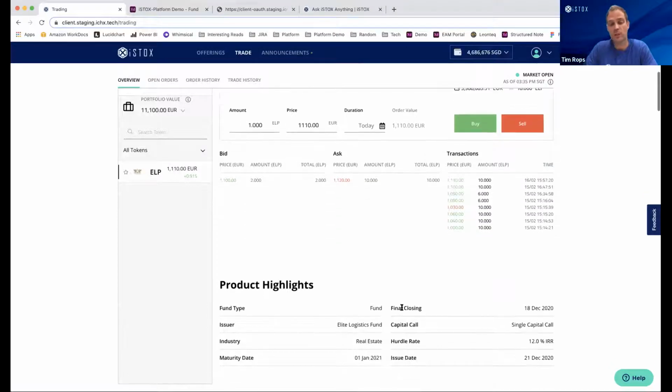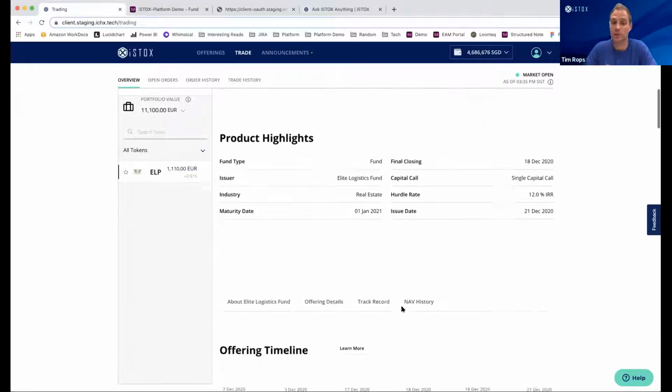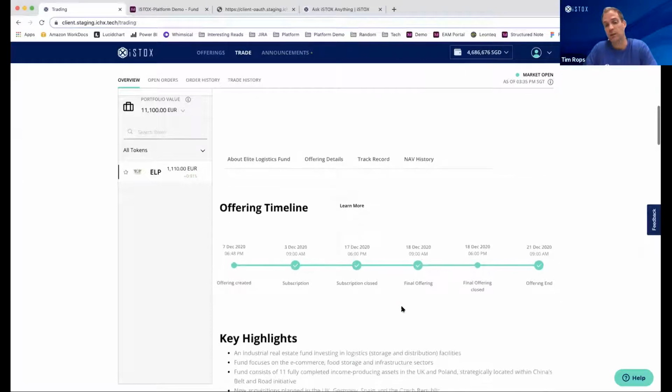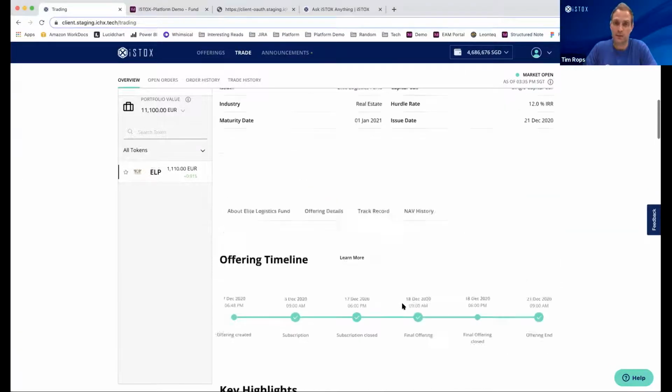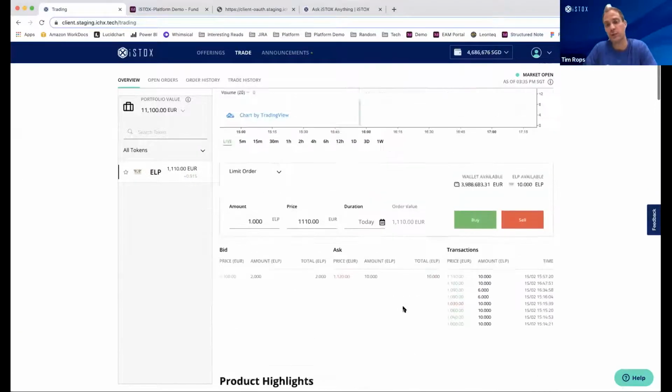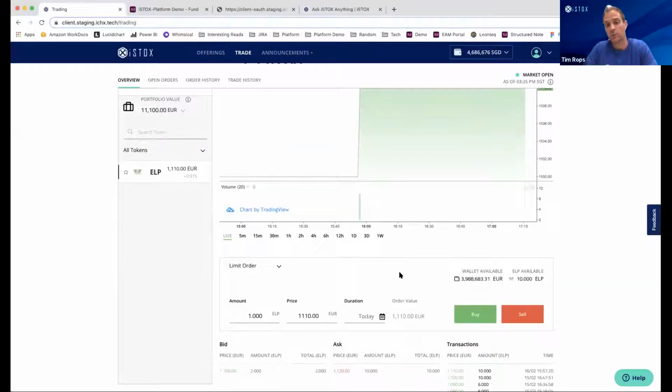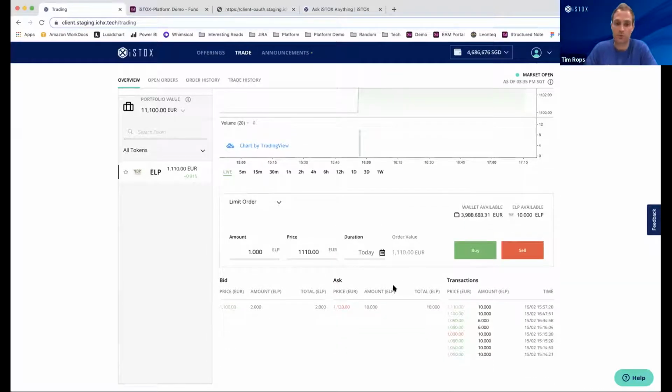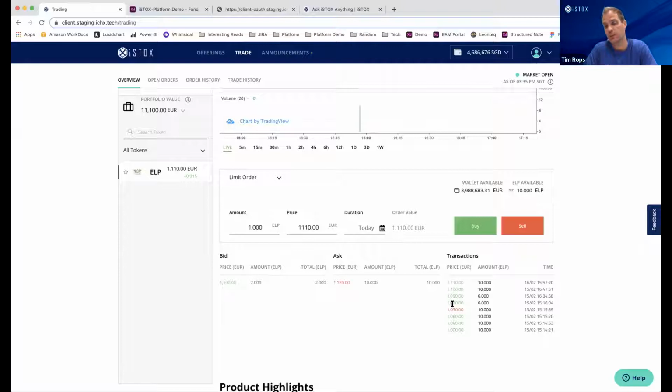So similarly here, as we had on the offerings page, there's product highlights, similarly the timeline and the fund highlights. But what we also see is, of course, the chart, but we also see the order book. So we can already analyze the order book. We can see what the prior transactions are. We can see the current order book outstanding, and we can place very simple buy and sell orders as well.